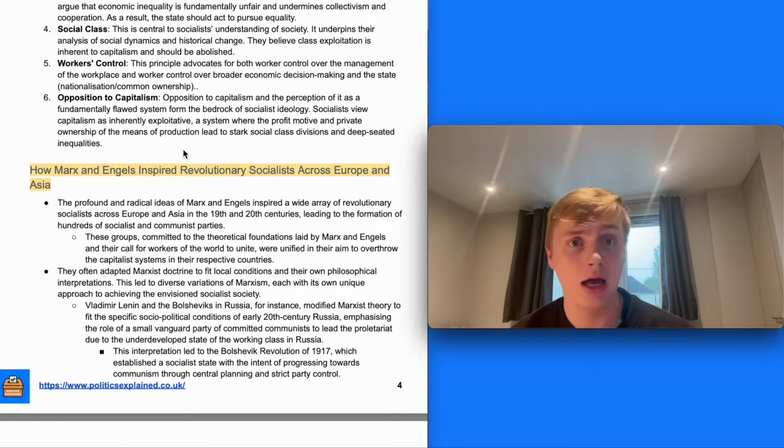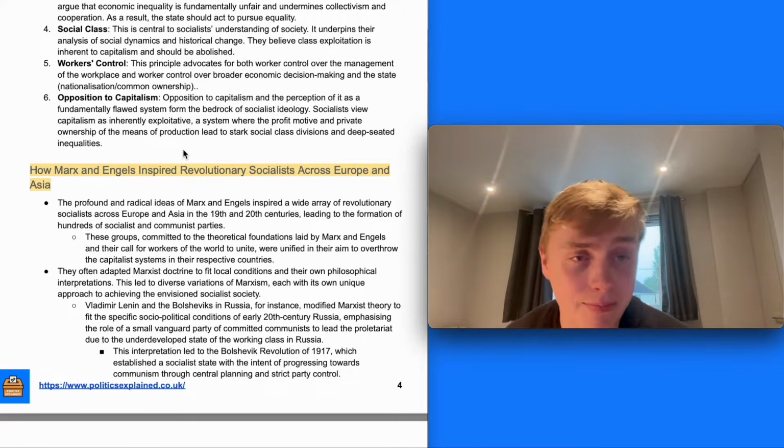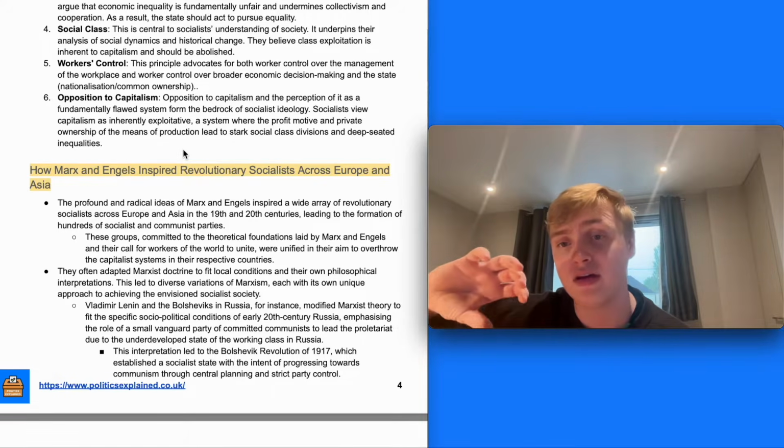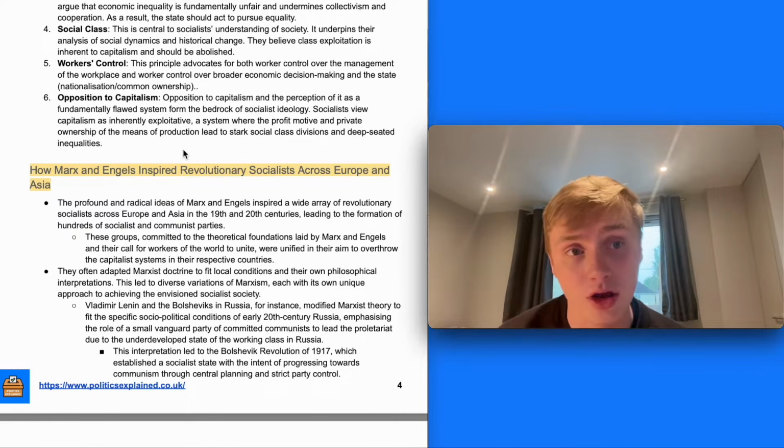Workers' control. So socialists advocate both worker control over the management of the workplace and worker control over the broader economic decision making, so over the state, which you might sometimes see described as nationalisation or common ownership.